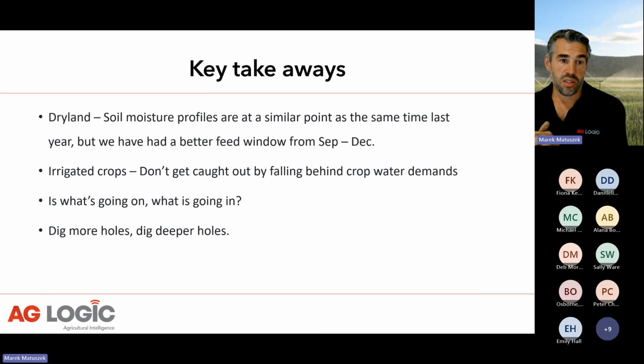With our dryland sites, soil moisture profiles are at a similar point as the same time last year, but we had a way better feed window from that September to December. So we had that late winter rain that filled our profile up. It wasn't sitting saturated in many parts of the state. And so we got early season growth that got stretched out with a couple of well-timed rainfall events. But we're kind of matched to where we were last year.